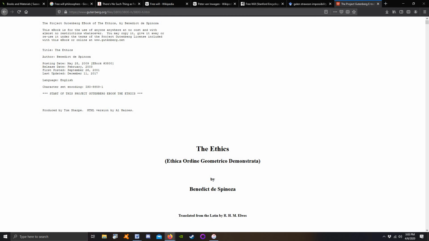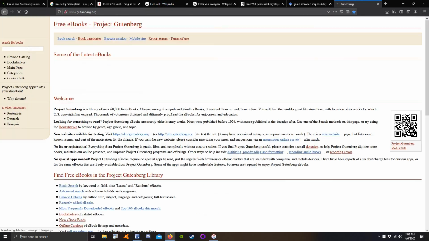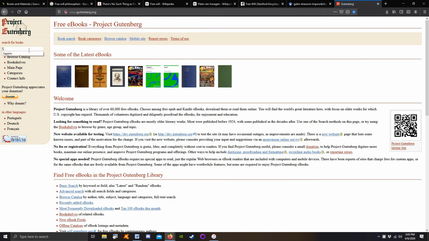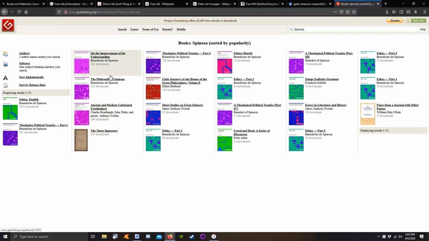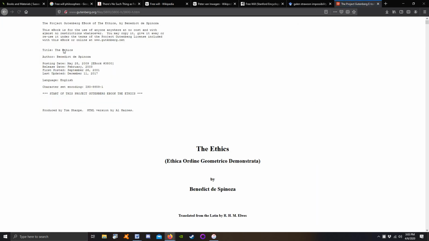When in doubt, you can also always rely on Project Gutenberg to be able to find major historical sources for you. All you need to do is type in the writer that you're looking for, and you will find all of their works. The philosophy of Spinoza is admittedly like a summary thing, but here is the Ethics in English, and that will bring us right back to the page that we were looking at.